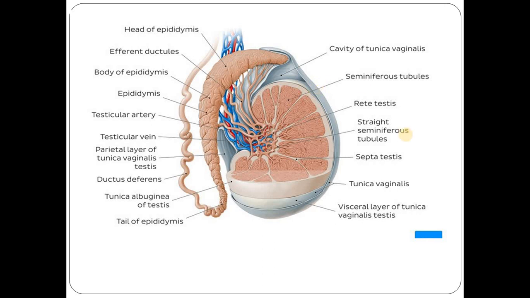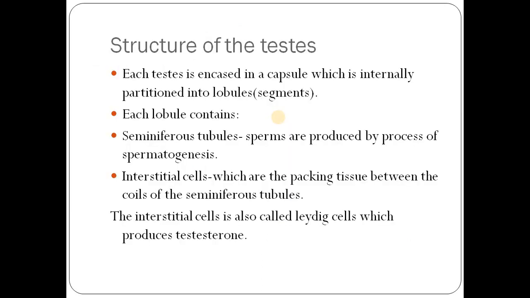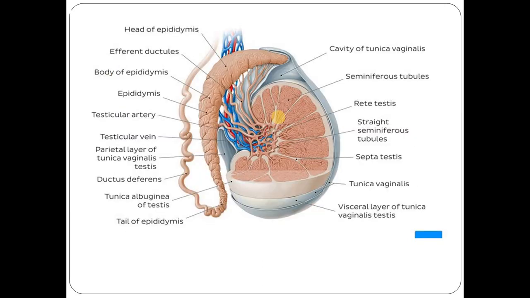So you have to remember that this is one testis, and this testis is encased in a capsule-like structure. Once you look into the internal part, you can see that it is partitioned into many segments, and each segment consists of seminiferous tubules. These seminiferous tubules are the place where sperms are produced. After the production of the sperm, they will be sent to some other place. This sperm production takes place through a process called spermatogenesis.